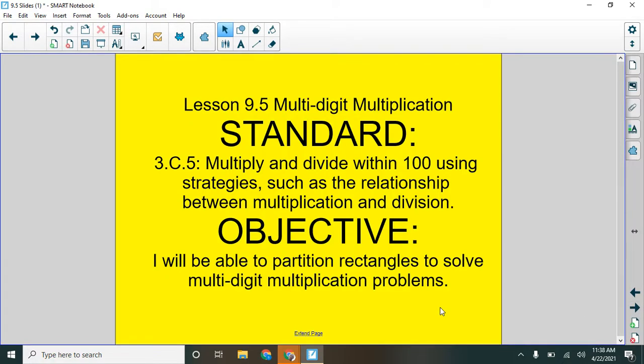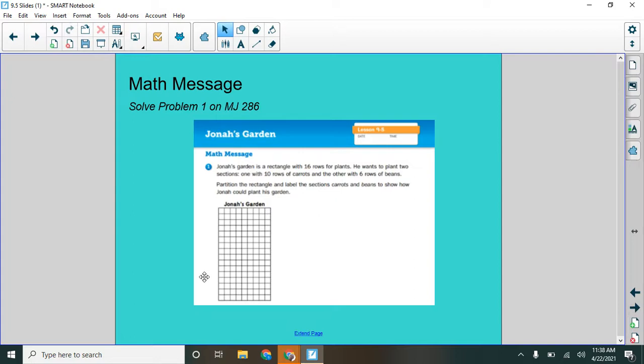All right, let's get on to the objective, which is being able to partition some rectangles. We're going to split rectangles into parts to solve a multiple digit multiplication problem. We're going to start here on Math Journal page 286. I need you to open that now.